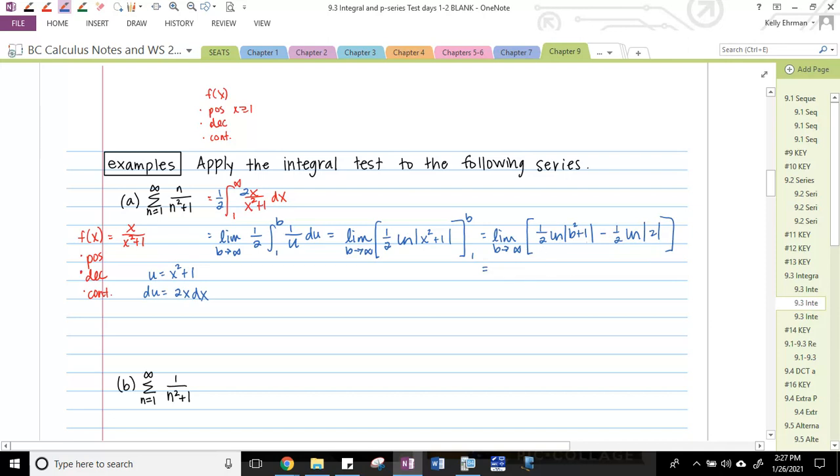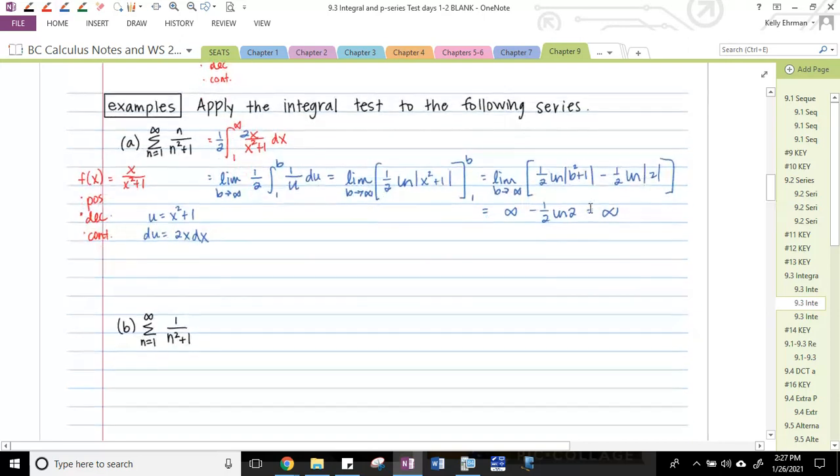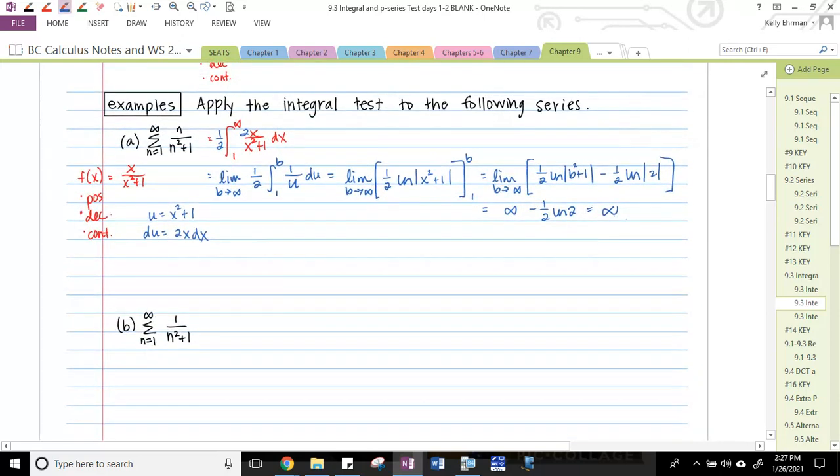1/2 times the natural log of infinity. The natural log of infinity is infinity minus 1/2 natural log of 2, which is ultimately just infinity. So even though the nth term test showed me that the terms are approaching 0, they're decreasing, the actual integral test tells me that this diverges. So I'm going to write my conclusion right here. So series diverges by the integral test.